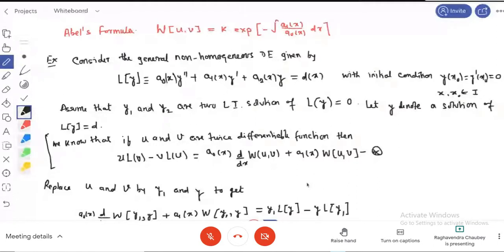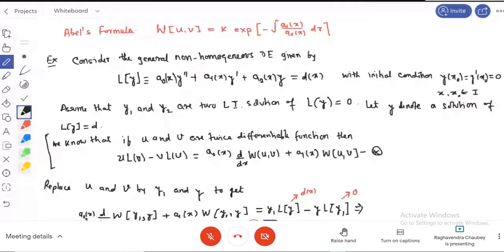Since y1 and y2 are solutions of the homogeneous equation, L of y1 is 0 and L of y2 is 0. And what is the value of Ly? Ly is d(x), since y is the solution of the non-homogeneous equation. So this relation reduces to y1 d(x).